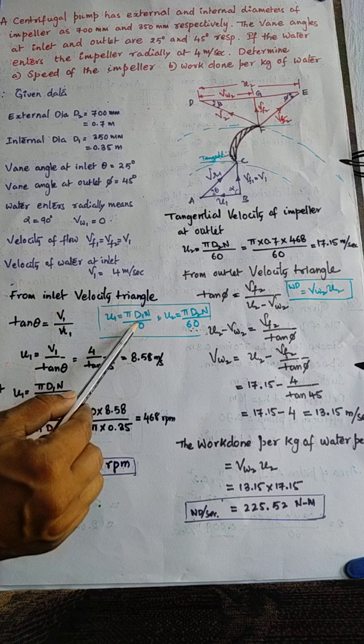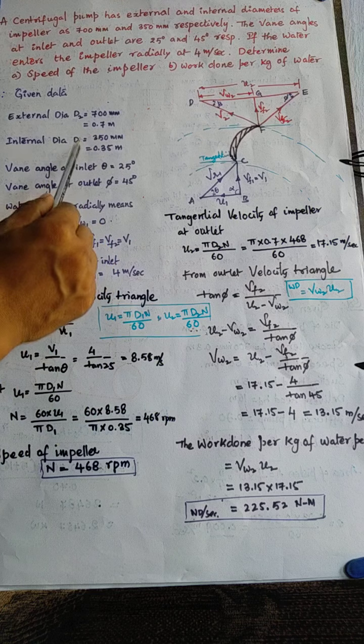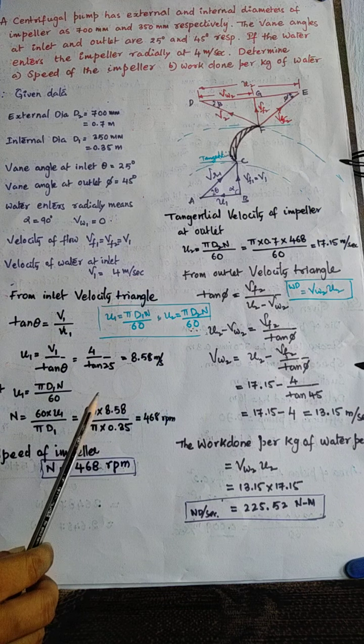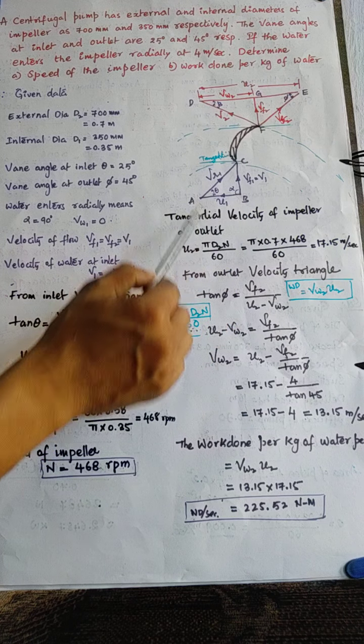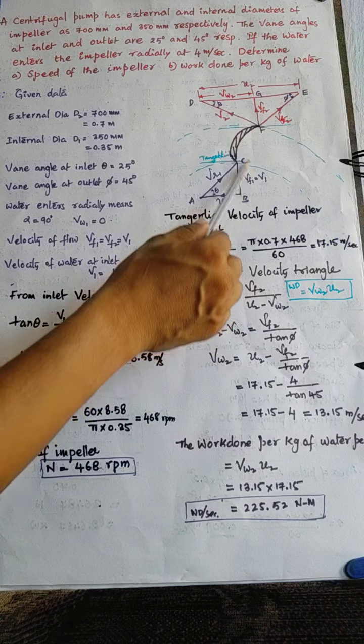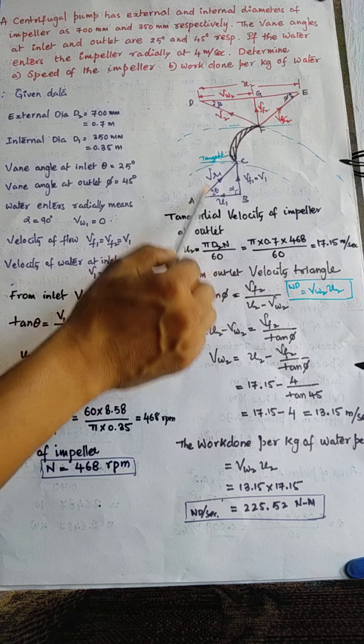So to find that, d1 value is given but U1 value is not given in the problem. So by using the velocity triangle, you have to find the U1 value. So how will you find the U1 value from this diagram?